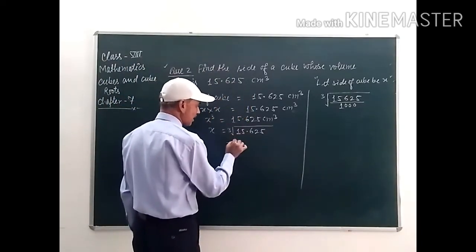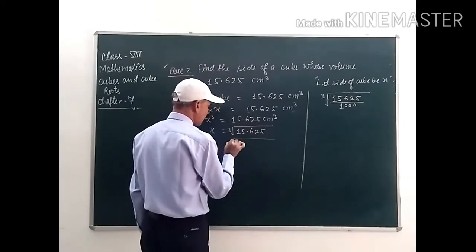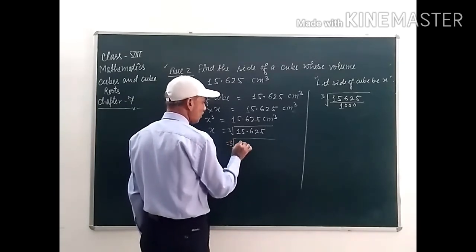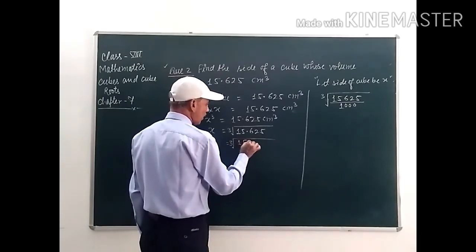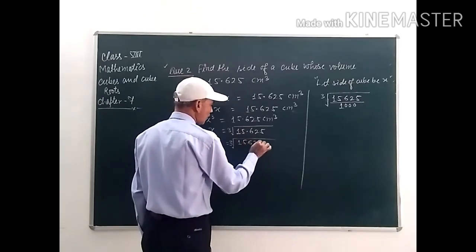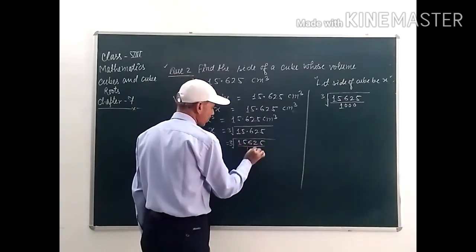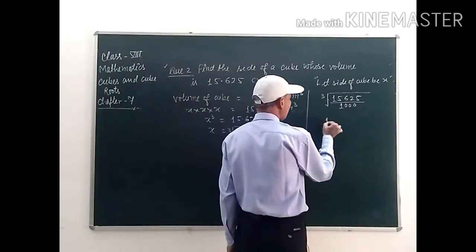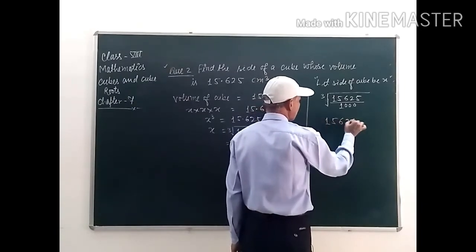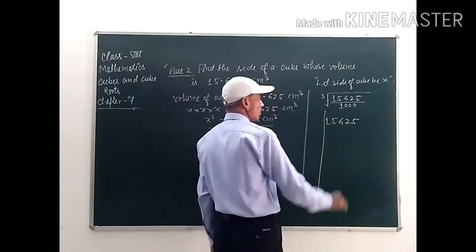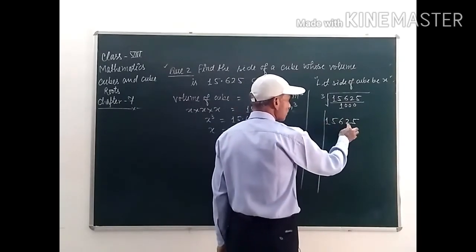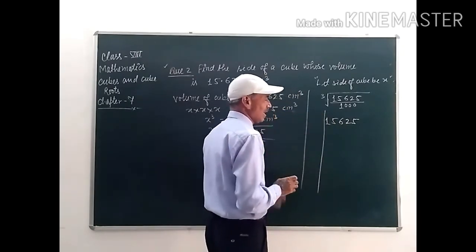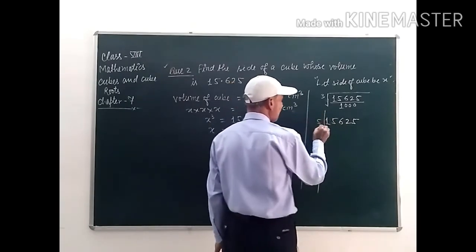We write this number like this, students: cube root of 15625 divided by 1000. Okay, so find the prime factors of 15625 first. This number is not divisible by 3. Okay, so divide it by 5.